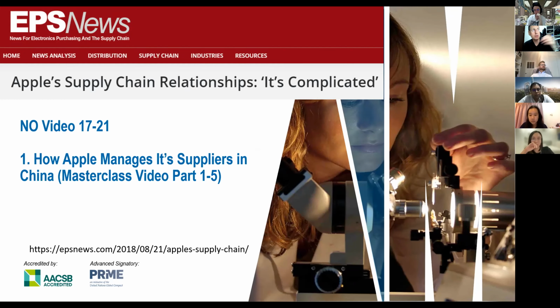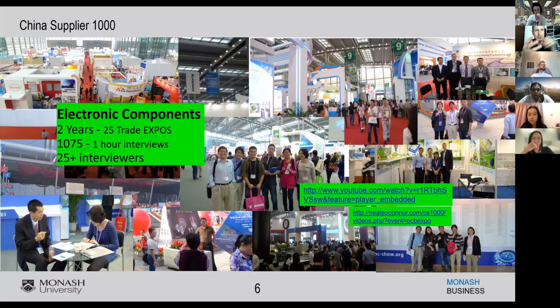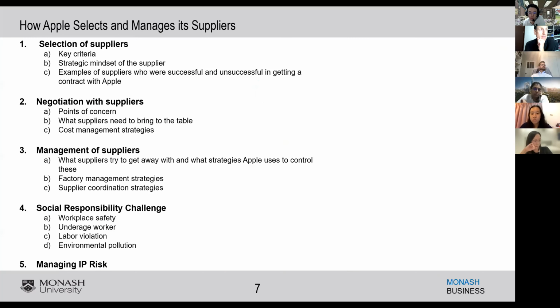Okay, so you could go to the news and read about Apple's supply chain relationships. It's complicated, yes. Or you can go to the trade show and interview 1,000 suppliers, many of whom were competing to become an approved supplier for Apple. I've learned a lot through actually visiting suppliers myself, not from reading articles or books about Apple. This is exactly from my own experience. So I'm going to cover selection, negotiation, management, and the social responsibility challenge.